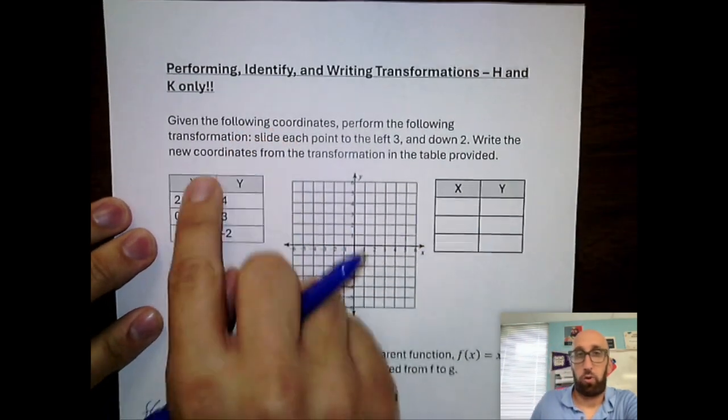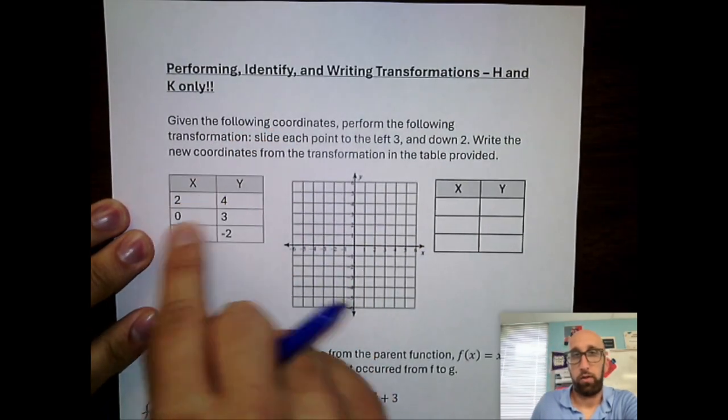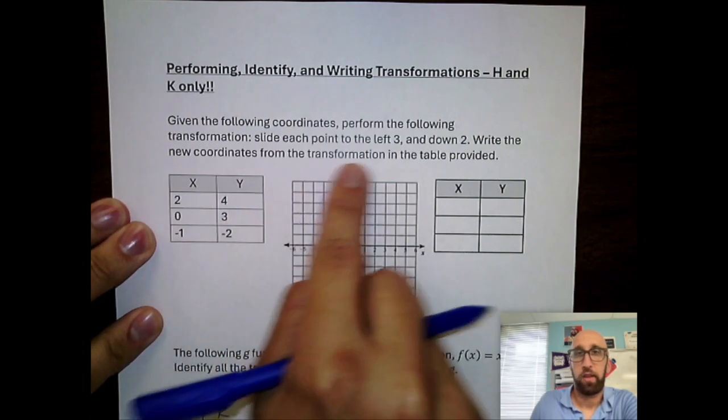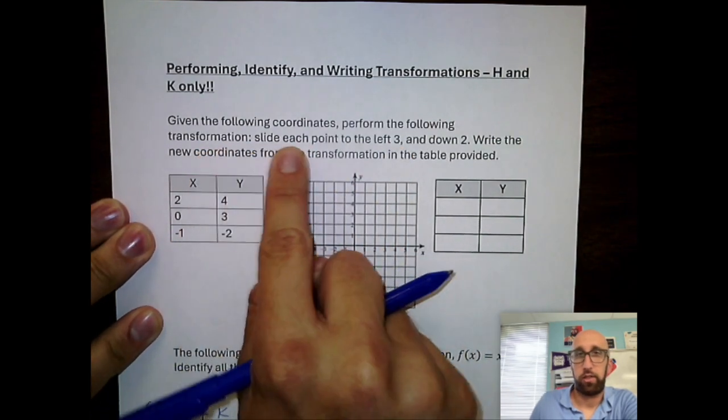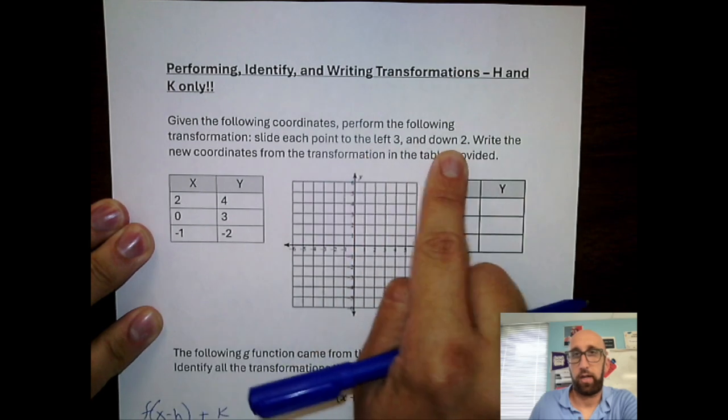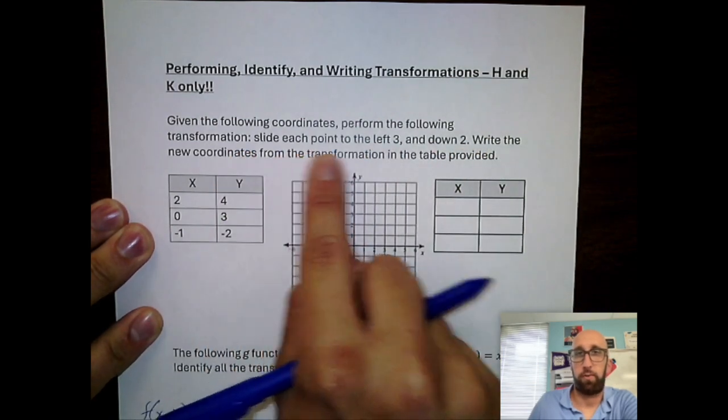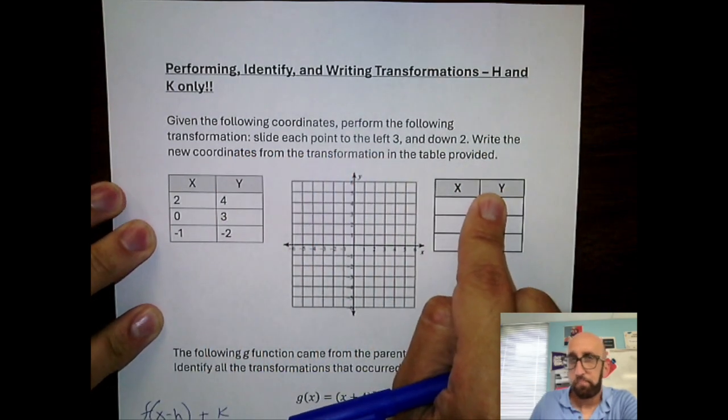Given the following coordinates, I have these points: (2, 4), (0, 3), and (-1, -2). Perform the following transformation: slide each point to the left 3 and down 2. Write the new coordinates from the transformation in the table provided.